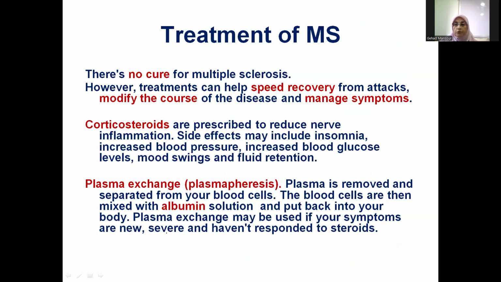This was the diagnosis of multiple sclerosis. What about the treatment of multiple sclerosis? Of course, there is no definite cure for multiple sclerosis, just like all autoimmune diseases do not have a cure, but you can diminish the symptoms and signs, the crippling symptoms and signs.